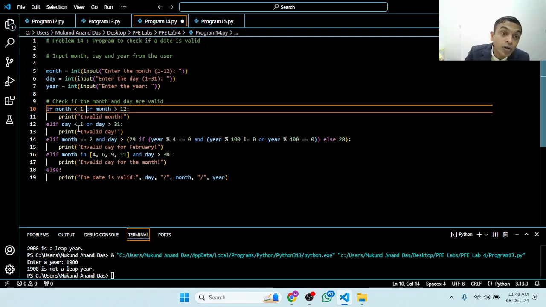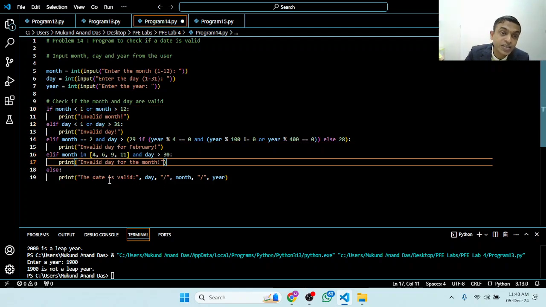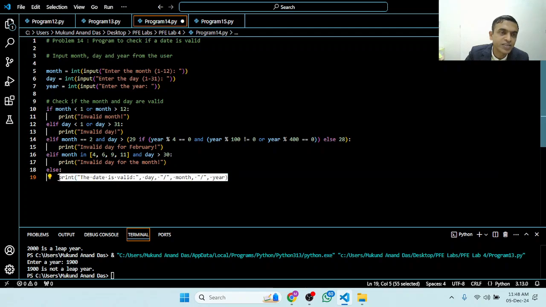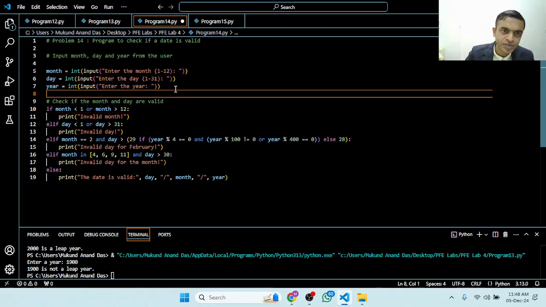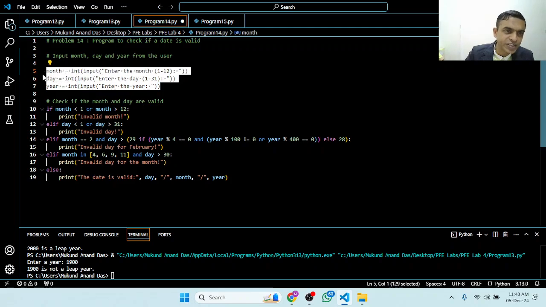Now, if all these conditions are true, then the default message is, yes, the date is valid, and we will enter day, month and year. So we'll enter the valid date, right? I'll just explain the logic once again. We are finding out whether a date is a valid date. We will ask for month, day and year. And now we have to do input validation here.